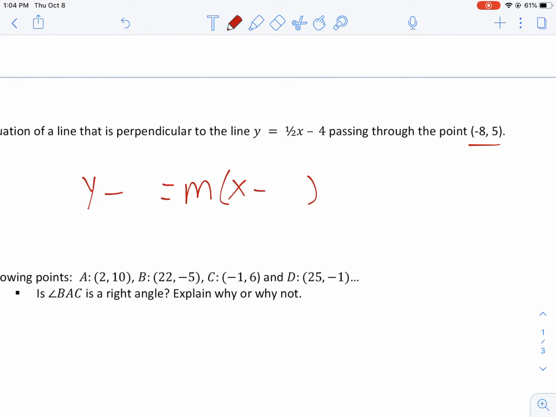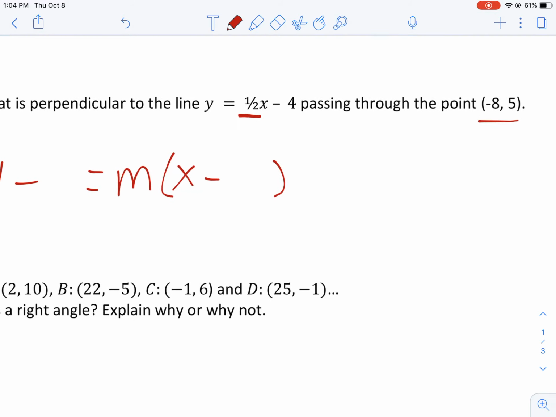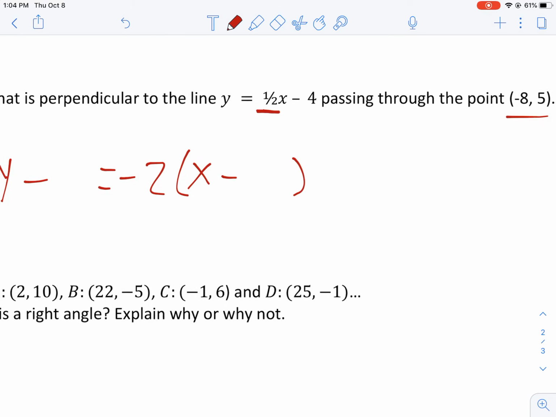So what is the m? Well, we know we want to be perpendicular to 1/2, all right? So if we're perpendicular to 1/2, what does that mean? Well, we know our slope will be negative, right? Opposite sign. And then we got to flip 1/2 upside down. So 1/2 upside down is 2 over 1. So our slope's going to be -2 over 1. Now, 2 over 1 is just 2, so our slope's going to be -2.